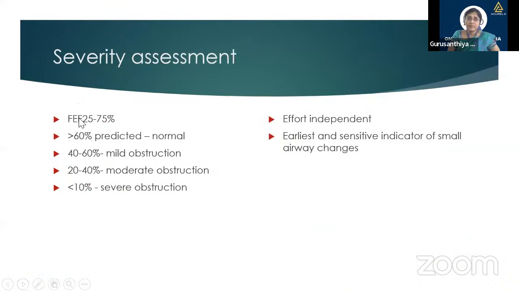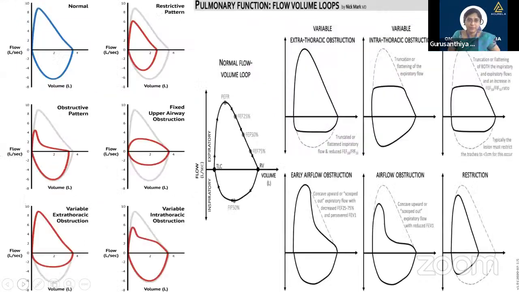So severity assessment, as I told earlier, FEF 25 to 75%, it is effort independent. It is the earliest and the sensitive indicator of small airway changes. If it is more than 60%, it is predicted normal. 40 to 60 is mild obstruction. 20 to 40 is moderate obstruction, and less than 10 is severe obstruction. So this is one graph equivalent.